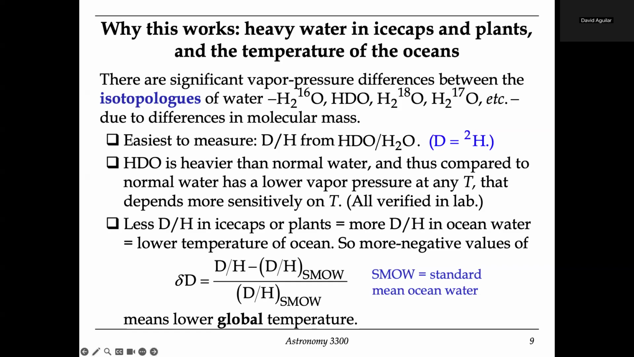Okay. But there's other chemical differences that we care about. So the easiest one to measure is the D to H, and that's just from this ratio. And HDO is rare. It's not zero, but it's rare. And H2O is abundant, particularly in this form. This is what you're drinking now, or at least I was drinking. Okay. So compared to normal water, HDO has a lower vapor pressure at every T, and it's quite sensitive to T, right?